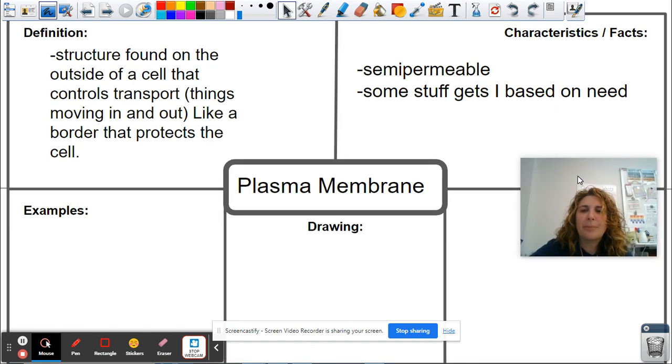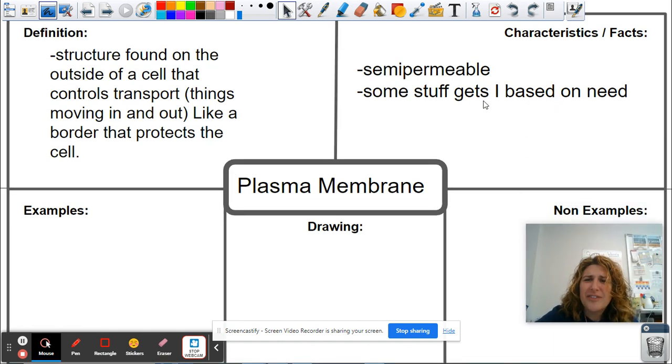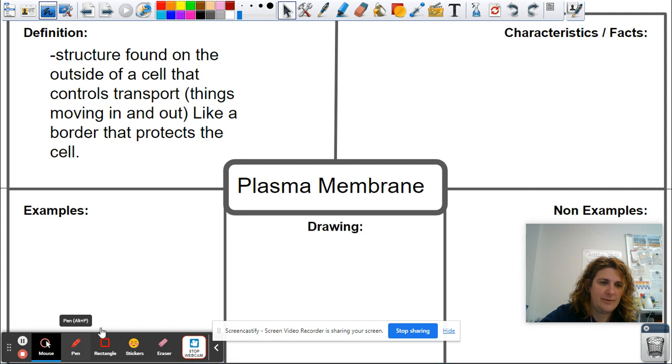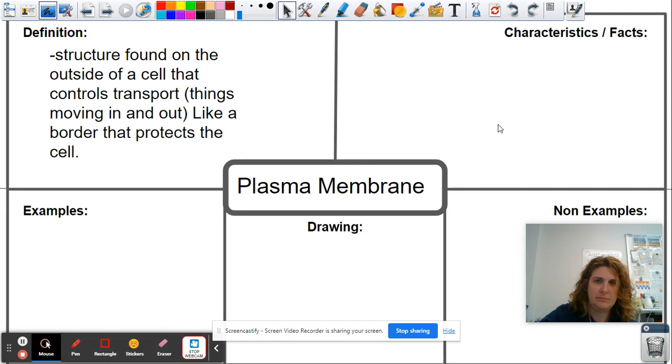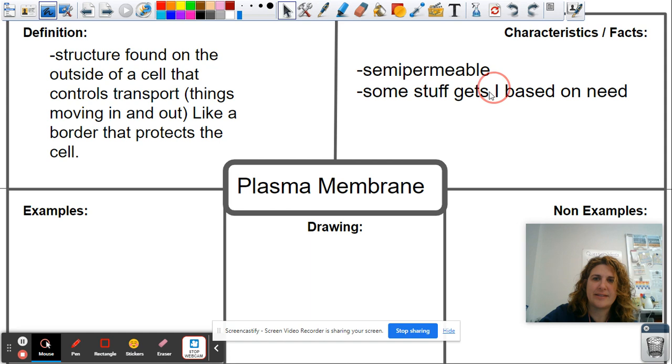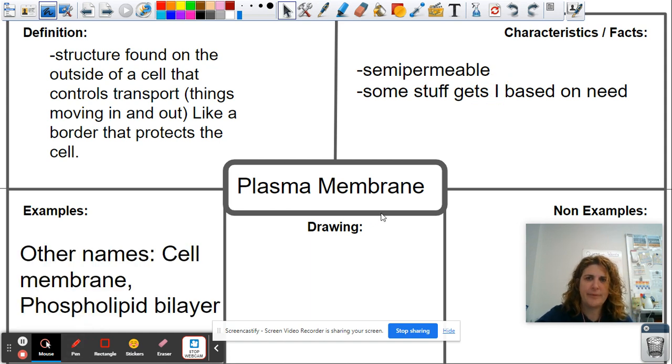A characteristic about plasma membranes, that should say some stuff gets in, not some stuff gets I. All right, plasma membranes are semi-permeable. We're going to learn the word permeable later, but semi-permeable is how we describe them. So semi, a little bit, permeable, things can get in and out. We have our own Frayer card for that word. Some stuff gets in based on need. If it's good, it gets in. If it's bad, it doesn't.